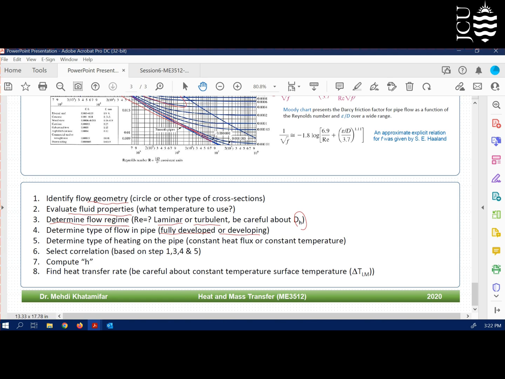And then you need to find out what type of heating condition we have. Is it a constant heat flux or constant temperature? This is another extra step you need to do. And then, investigating all these previous steps, you need to select the correlation for the Nusselt number. This is going to be the major one. Whenever you find the Nusselt number, then you can calculate h. Whenever you have h, you can calculate Q dot. And you need to be careful for a pipe or surface with a constant temperature: the delta T inside the formula is going to be delta T log mean, the log mean temperature difference.